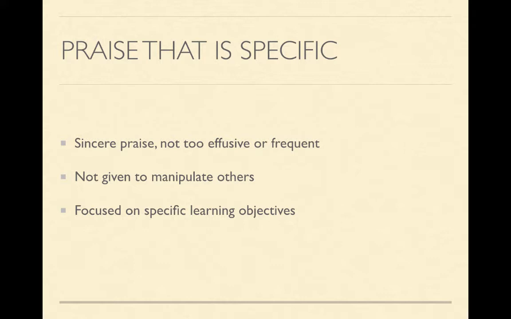You see, if Johnny doesn't know what he did that was good, just that vaguely he had a good paper, he doesn't know what to keep and build on. But if you're specific and tie your praise to learning objectives, then Johnny knows that he met the educational goals and he knows what he's doing right so he can keep doing it.